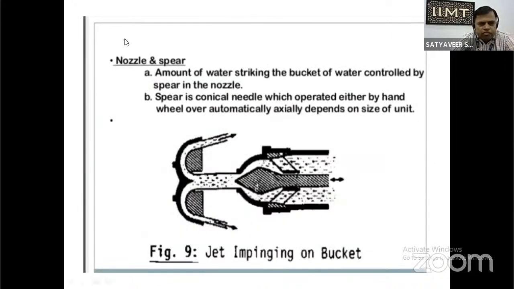Nozzle and spear. What is the function of the nozzle and spear? Basically, the amount of water striking the bucket is controlled by the spear in the nozzle. And this is the figure showing the jet impinging on the bucket. So these are the jets impinging on the bucket. Bucket means the blade of the turbine. The spear is basically a conical needle which is operated either by hand wheel or automatically, depending on the size of the unit.